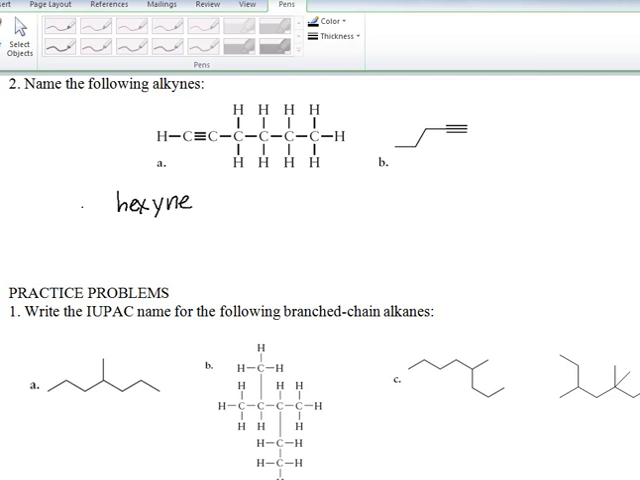Then we need to indicate where the alkyne is. Start by numbering at the end nearest the alkyne. We don't have to number any farther because it's on the 1 carbon, so we call this 1-hexyne. And that's what this structure is.